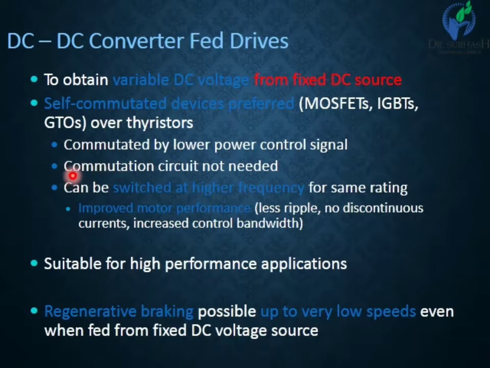The commutation circuit is not required if we use a MOSFET and IGBT. So, the cost and size of this converter are less. They are preferable for high performance applications. Regenerative braking is possible if we use a chopper fed electrical drive.